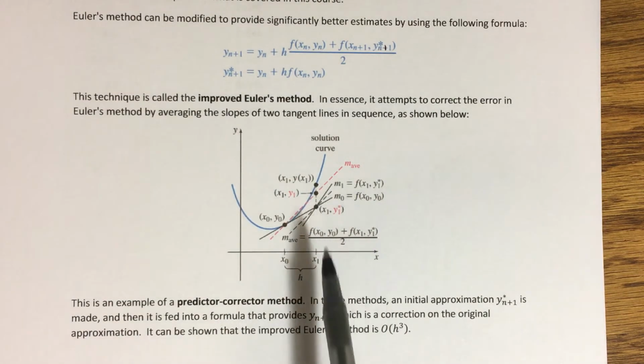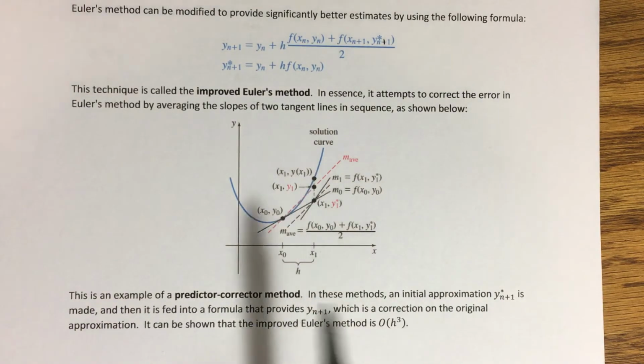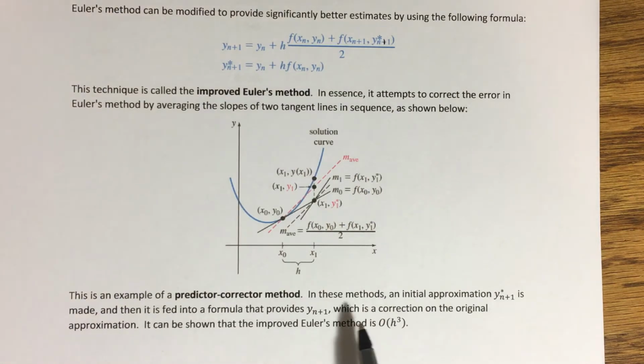Okay. Now we could analyze this in the same way using Taylor's theorem to try and find the order of that local truncation error term. And it turns out that the improved Euler's method has an order of h cubed. Remember, Euler's method by itself had an error that was on the order of h squared.